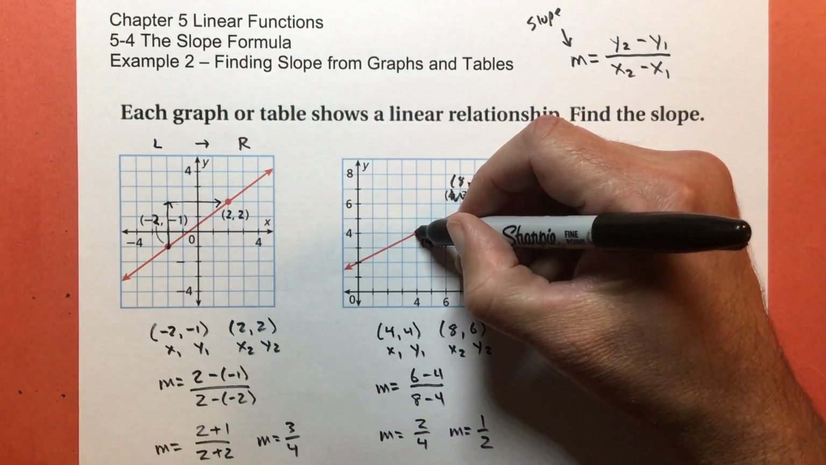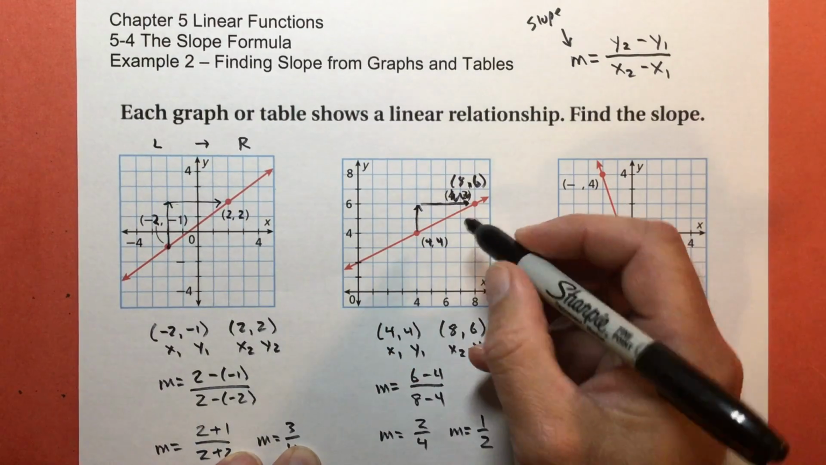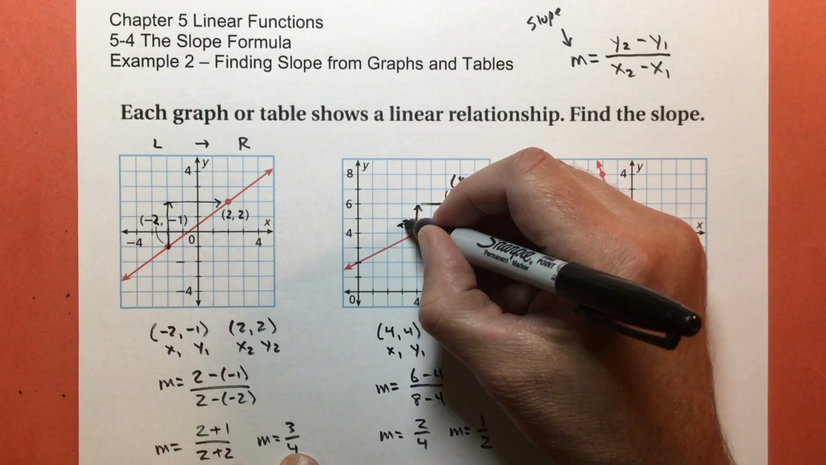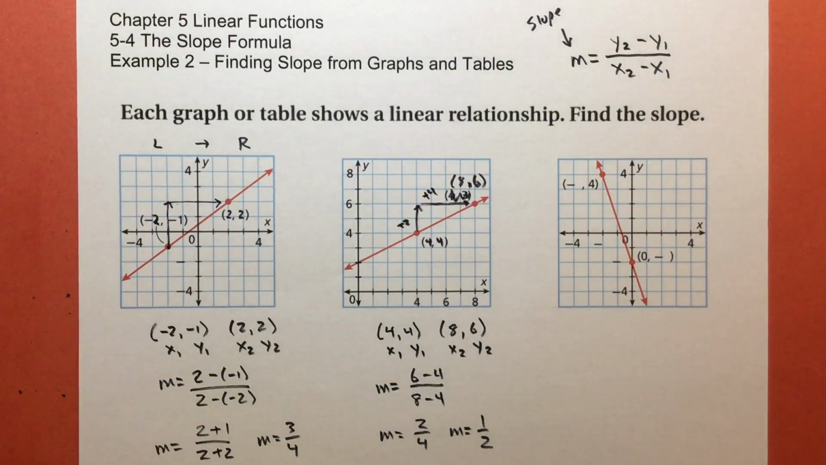And again, if I draw my slope triangle in here, this is plus 2, and this is plus 4. All right, cool.